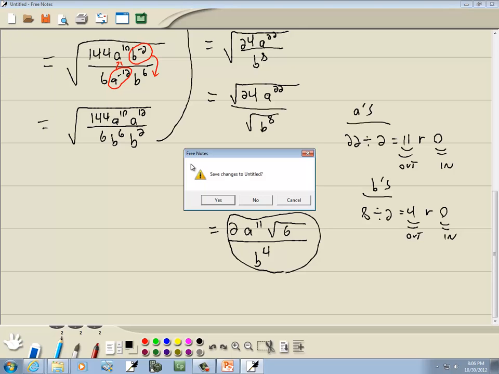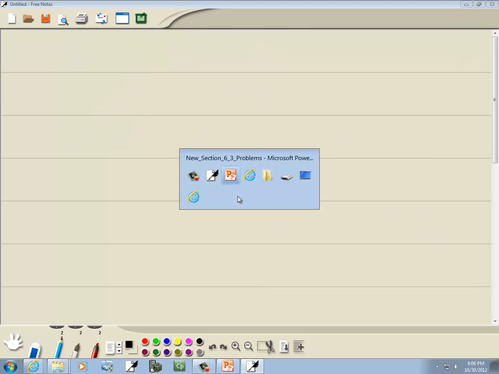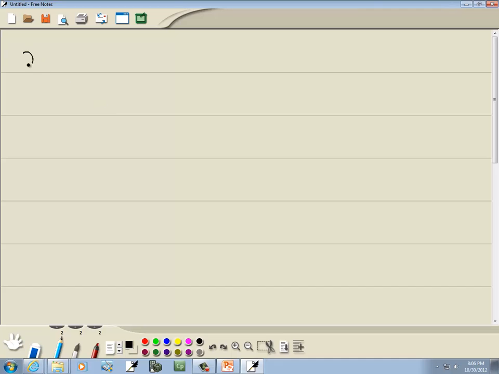Let's look at these next problems. It's kind of a little bit weird. They're trying to really demonstrate when can you multiply radicals together is what they're trying to emphasize here.